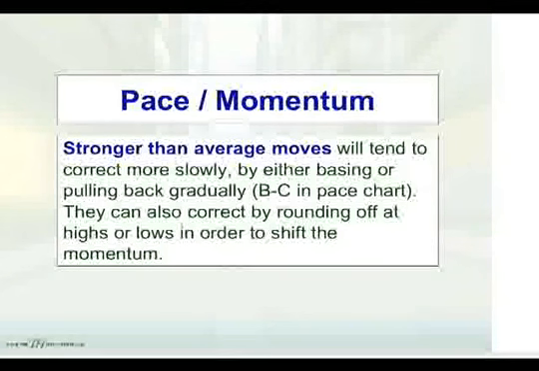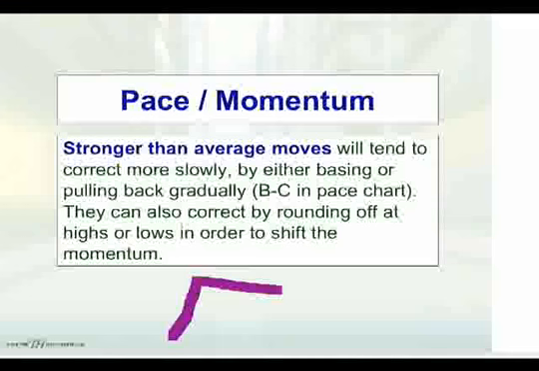Now, stronger than average moves, however, are going to tend to correct more slowly. So, like you have that stronger than average upside move, chances are it's going to have more of a gradual pullback. Now, that slowdown doesn't necessarily have to be a pullback in terms of price or a gradual correction in terms of price. For instance, what could happen, let me see if I can clear this here.